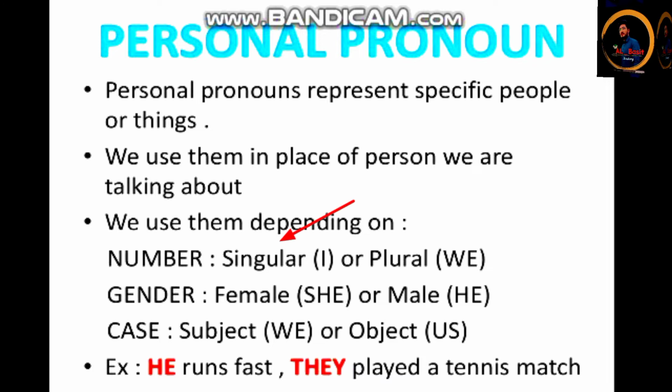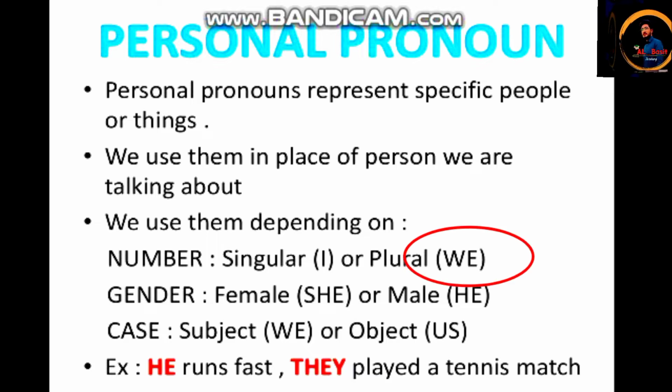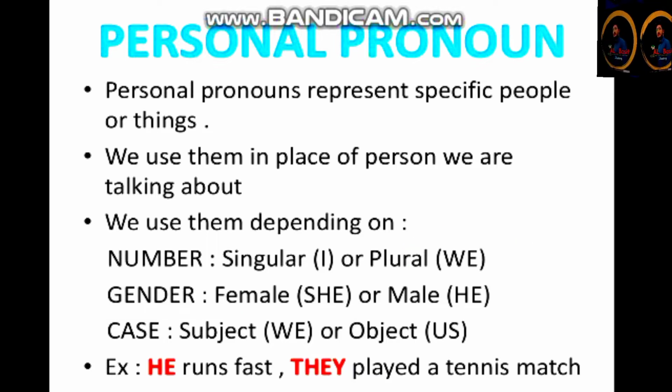For example, in number we have singular and plural. For singular we use I and for plural we use we. In gender we have female and male. For female we use the personal pronoun she, and for male we use the personal pronoun he. Personal pronouns are usually used in the beginning of a sentence. Case: subject we or object us.